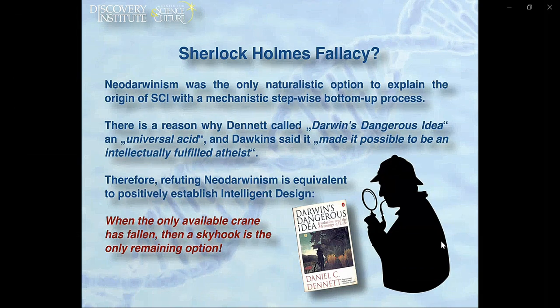So Darwin's idea was, in a way, a very good idea, this random variation and natural selection. And it was not for nothing called, by the famous atheist Daniel Dennett, Darwin's dangerous idea, and a universal acid that eats away all metaphysics and religion. And Richard Dawkins said Darwin has made it possible to be an intellectually fulfilled atheist, because he's aware that if Darwinism fails, then there is no other explanation for the diversity and complexity of life. And therefore, critiquing and refuting neo-Darwinism actually is equivalent to positively establishing intelligent design.